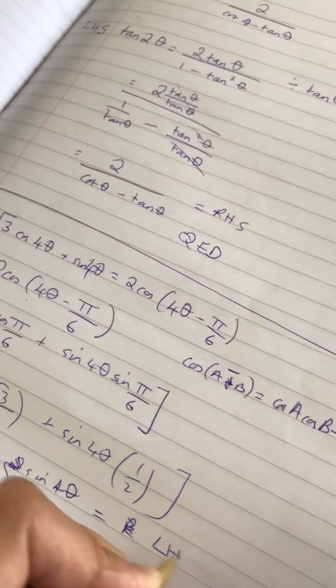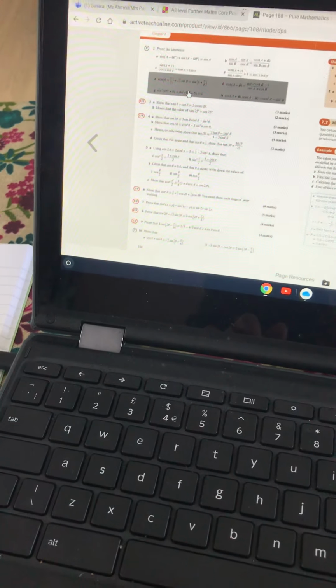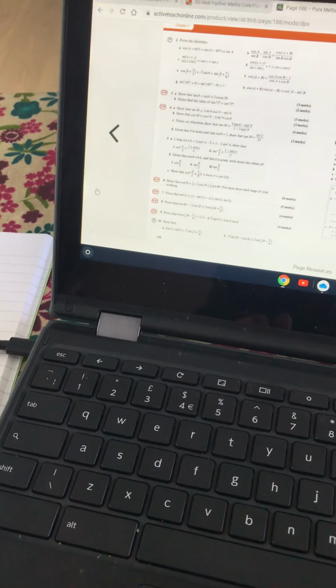All right, done. So what I'd like you to do is have a go at exercise 7F for today's work. It's not easy. It's not meant to be easy. Proof is always tricky. I would recommend that you do all of these. You will get stuck. And that's when you check the mark scheme.